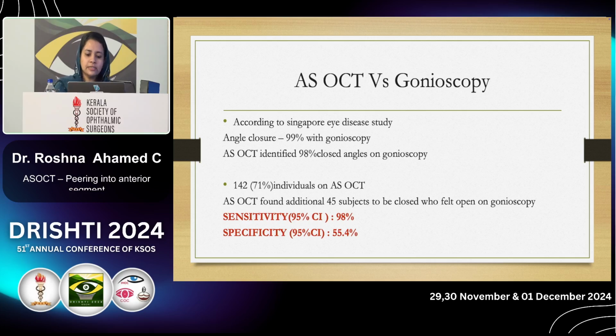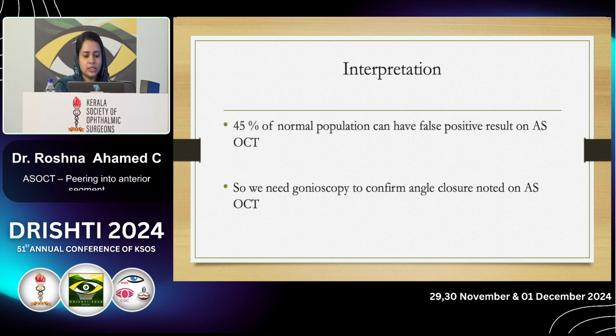ASOCT versus gonioscopy: the Singapore study showed that ASOCT identified 98% of the angles closed on gonioscopy, but in 142 individuals ASOCT found an additional 45 eyes to be closed that were open on gonioscopy. So its specificity is 54.4%. According to their interpretation, 45% of the normal population can have a false positive result on ASOCT. So we need gonioscopy to confirm angle closure, not ASOCT.